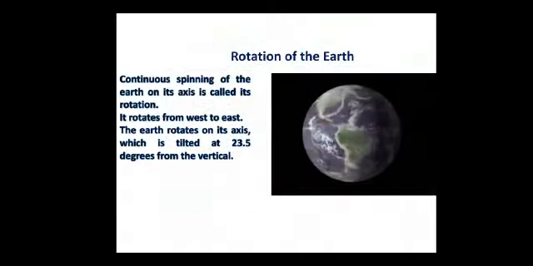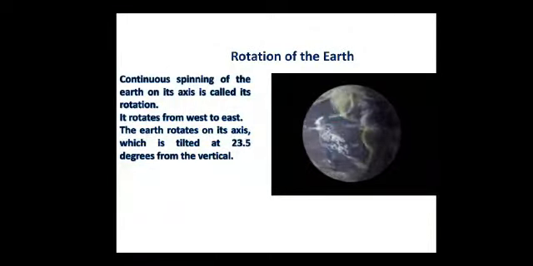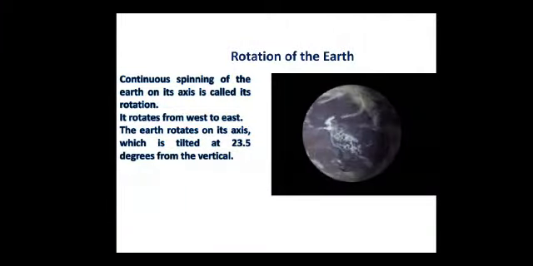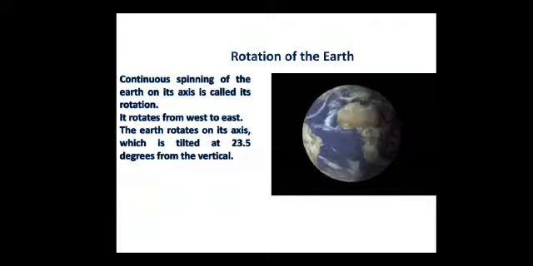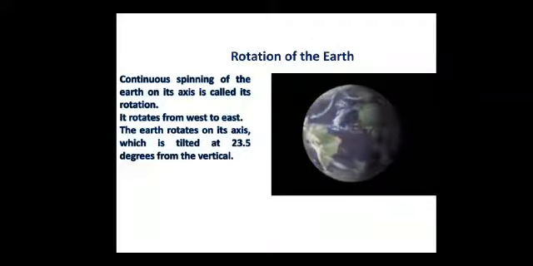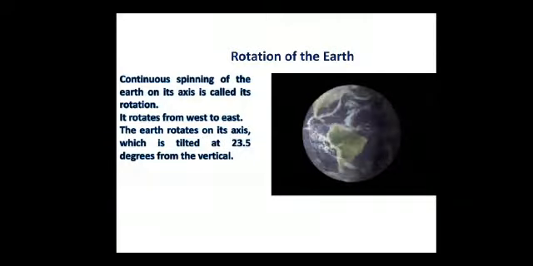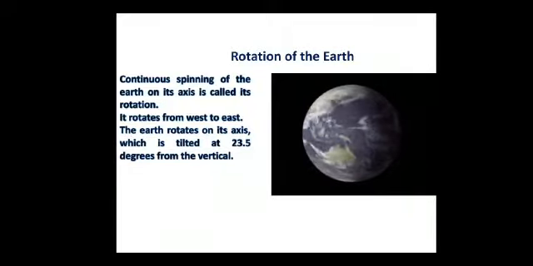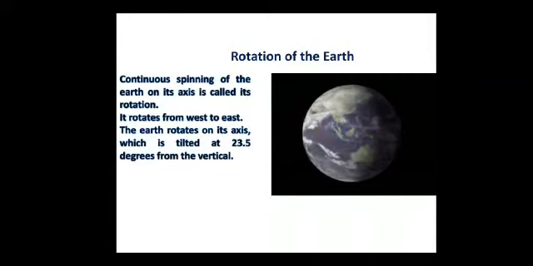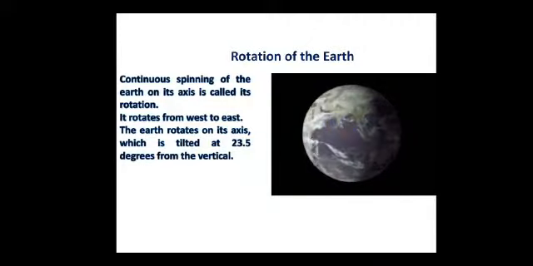Earth continuously spins on its axis. What is an axis? Axis is an imaginary line going right through the center of the earth from top to bottom. The earth rotates on its axis. Rotates means to turn. So earth turns around the slightly tilted imaginary line that is called its axis.